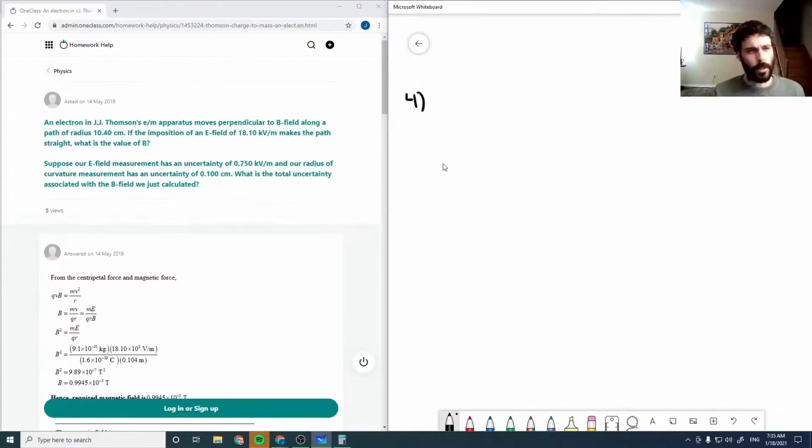An electron in JJ Thomson's e over m apparatus moves perpendicular to a B field. So we've got our B field into the page, say, and we have an electron moving this way. And now using our right-hand rule, our force is QV cross B.